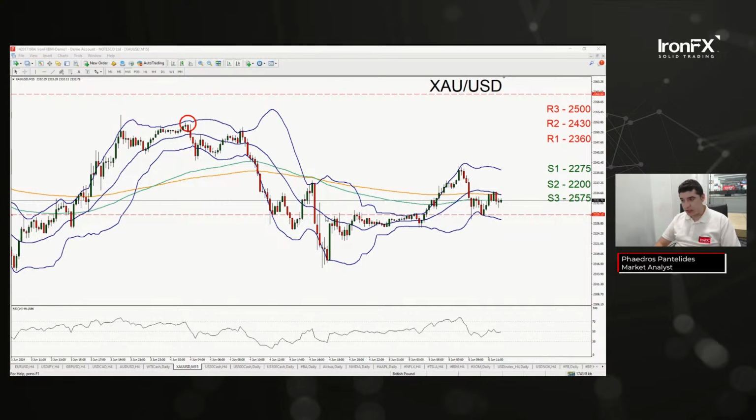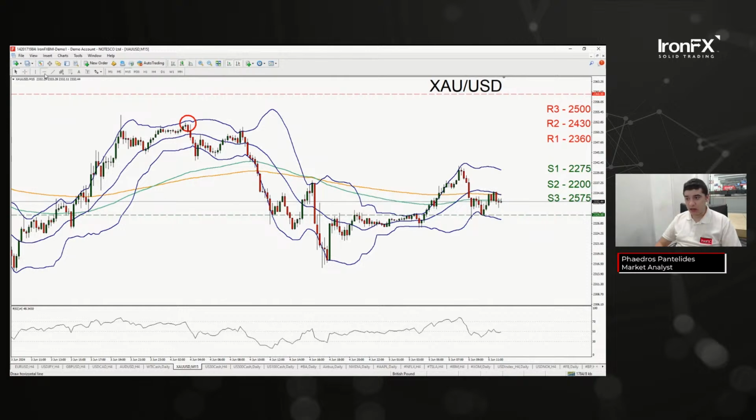2,330. The reason behind my 2,229, in order to validate that low, the reason is it formed a swing low. So formed a low here and then bounced off. It appears that there is some support at this level. So this would be our first intermediate S1 level.